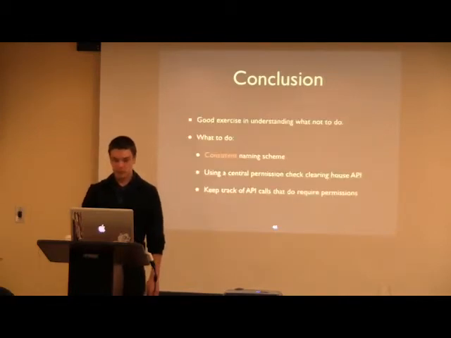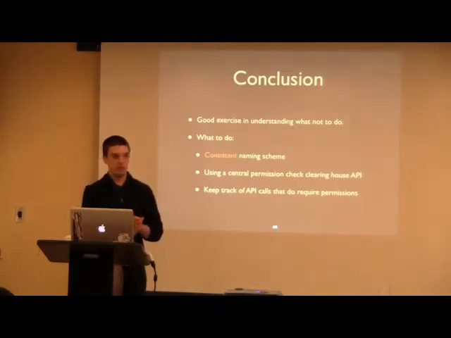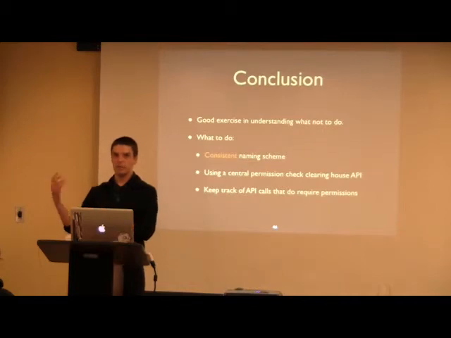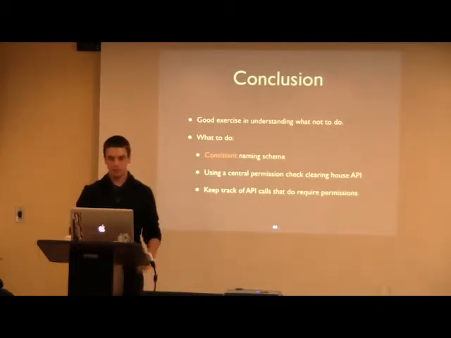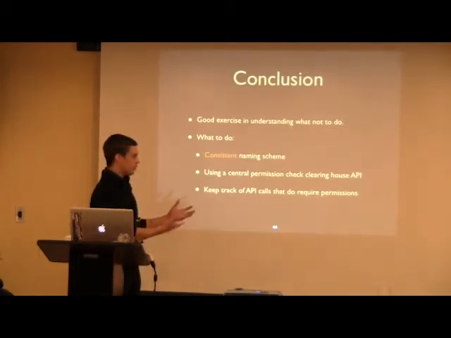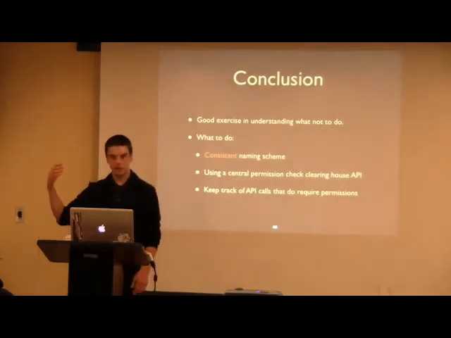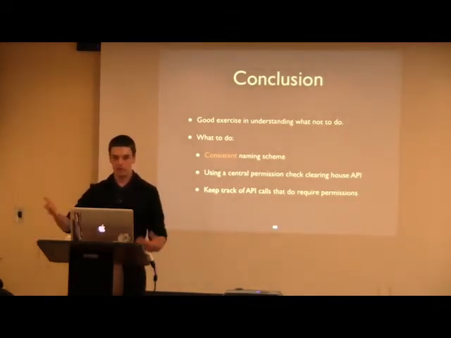One of the other things that we learned was this was a good exercise in understanding what not to do. So, as probably a lot of talks generally go into, this was a nice way of saying, oh, okay, we should really have a more consistent naming scheme for permissions and for the means of checking those permissions. Having maybe a more consistent API for app developers or platform developers to check whether or not a permission has been granted, and then a map that keeps track of all the API calls that require permissions and what those permissions are.